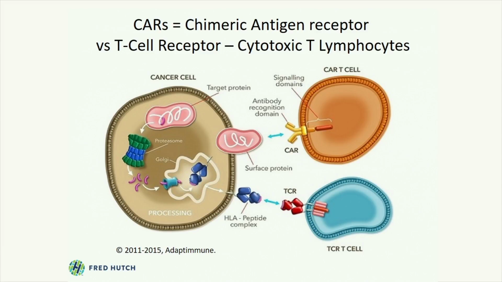When we look at the engineered T cells, we have chimeric antigen receptor versus T cell receptor cytotoxic T lymphocytes. As I will be showing examples of both, I want to describe briefly what the differences are. In a chimeric antigen T cell, you have your CAR expressed on the surface of your T cell that recognizes a specific surface protein on your cancer cell. In comparison, on a TCR T cell, you have your gene-modified T cell receptor that recognizes an HLA peptide complex, which then can actually get internalized into your cancer cell and therefore be processed and recognize a target protein that is inside your cancer cell.